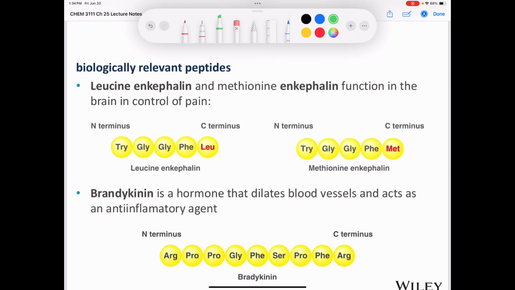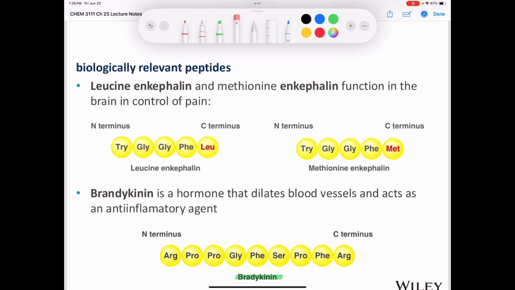Peptides play a variety of important biological roles. For example, if we take a look at these two pentapeptides shown here, we've got leucine enkephalin and then methionine enkephalin. You'll notice that they both share the same first four residues, tyrosine, glycine, glycine, phenylalanine. The only difference between the two is the C-terminus is leucine in leucine enkephalin and methionine in methionine enkephalin. But anyhow, both of these are found in the brain where they function in the control of pain, and it's believed that they interact with the same receptor as morphine.